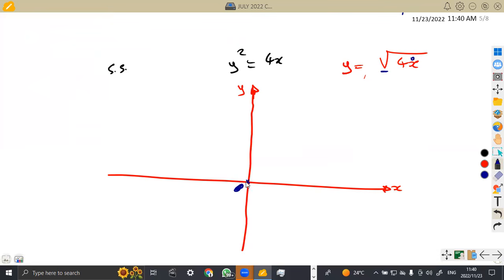That's what we have at 0. It's going to remain at 0. Let's take x at 1. If x is 1, y is going to be plus or minus 2, because you're going to have the square root of 4, which is plus or minus 2. So the answers are going to be plus or minus.